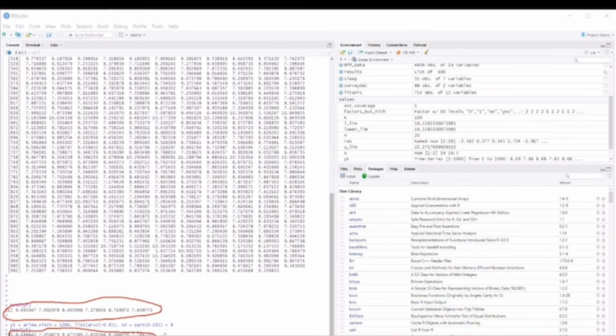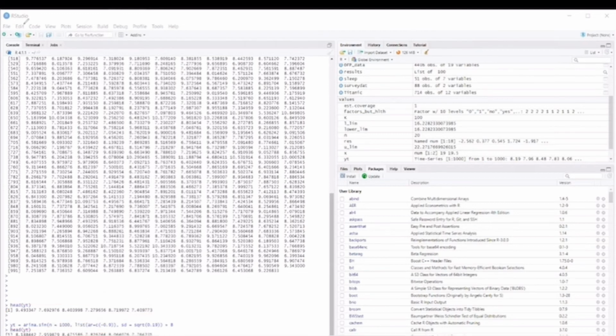If you don't set a seed, because we are simulating randomly, that is what is going to happen. So because of that, I'm actually going to set a seed.